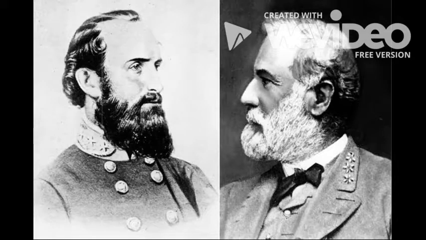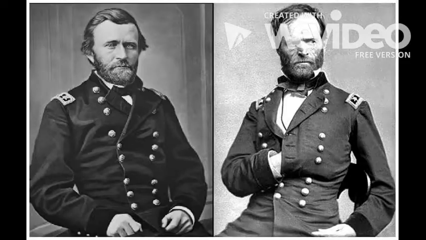Generals were Robert E. Lee and Stonewall Jackson. The major Union generals were Ulysses S. Grant and William T. Sherman. The Union developed a strategy called the Anaconda Plan.